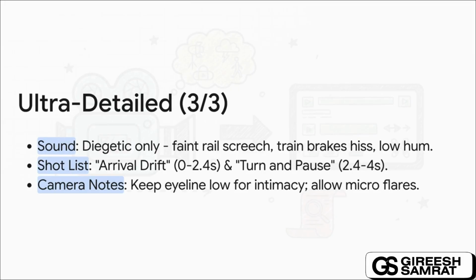And to finish it off, we're even directing the sound design. The term diegetic only is key. It means we only want to hear sounds that are actually happening in the scene, like the screech of the rails or the hiss of the bricks. No soundtrack. And get this, we're creating a shot list inside the prompt, timing out each action to the 100th of a second. We're even adding notes for the cameraman, explaining why we want the eyeline low. This isn't just a prompt anymore, it's a full-on director's treatment.